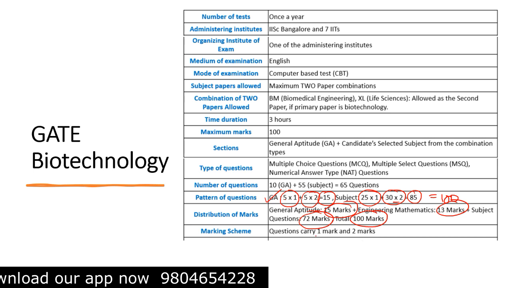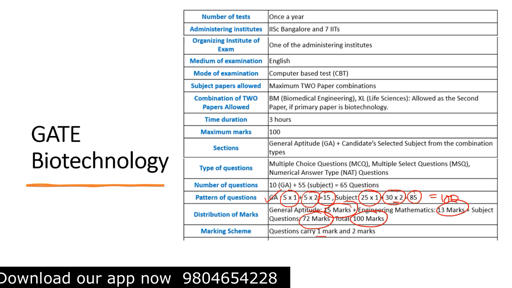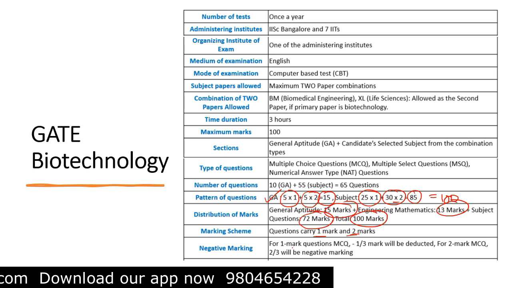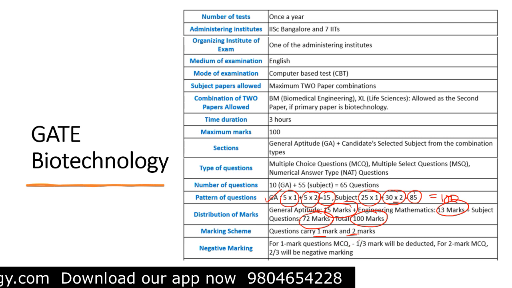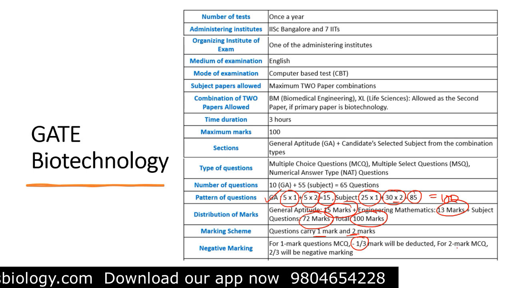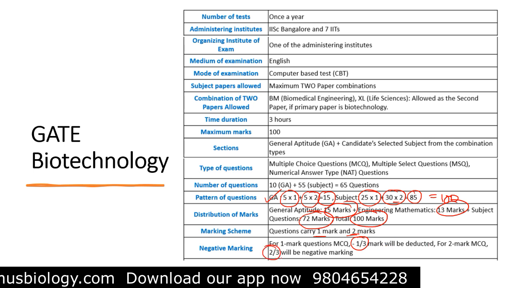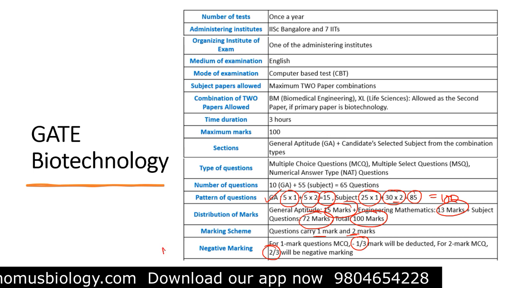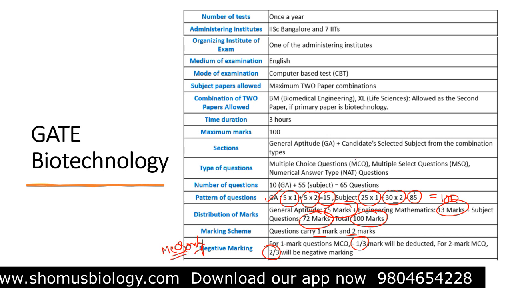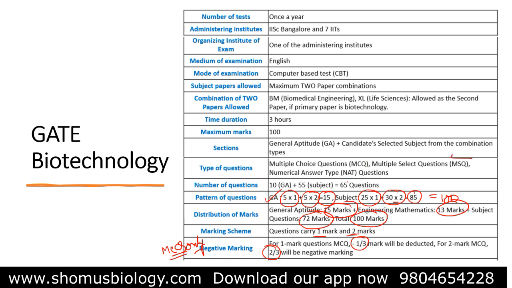Marking scheme, there are 2 kinds of question. We saw 1 mark questions and 2 mark questions, right? Negative marking, for a 1 mark MCQ question, the negative marking is 1 by 3, 1/3. For a 2 mark question, it's 2 by 3, 2/3. But remember, the negative marking is only present for MCQ questions, and it's absent for MSQ and NAT questions.